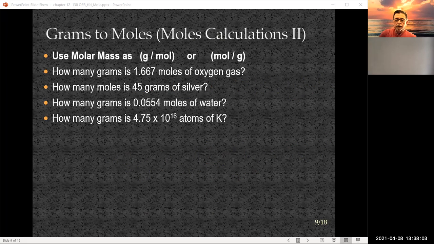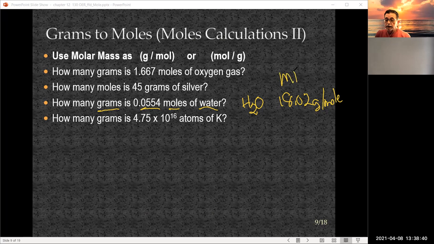Number 3. They're asking how many grams is 0.554 moles of water. Obviously, here we need to know the formula of water, which hopefully you know is H2O. We went through finding the molar mass, and that was 18.02 grams per mole. That was 1 oxygen at 16, and 2 hydrogens at 1.01 times 2. You end up with a molar mass of 18.02 grams per mole.